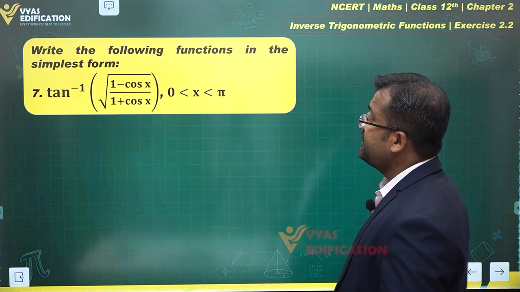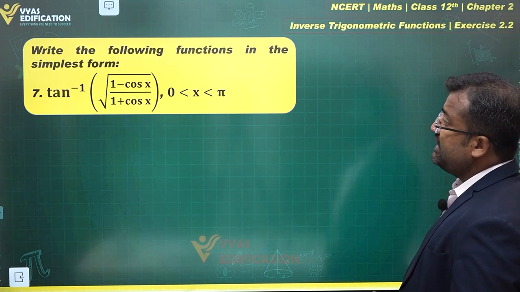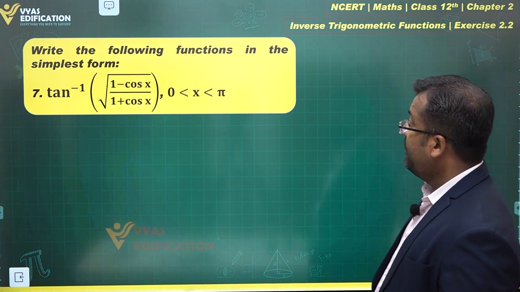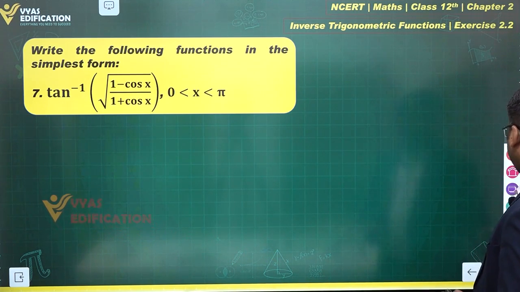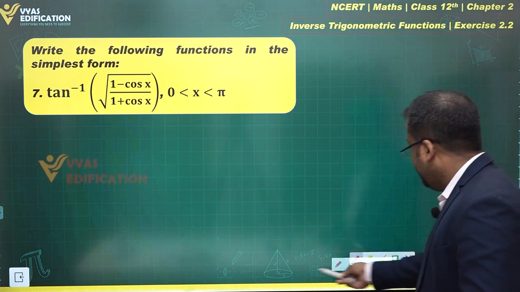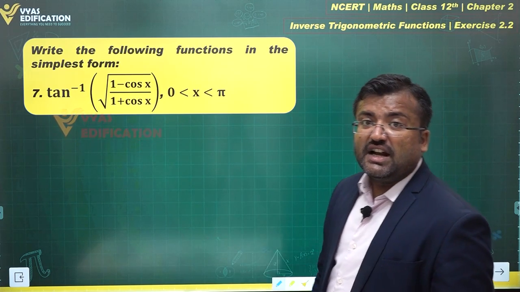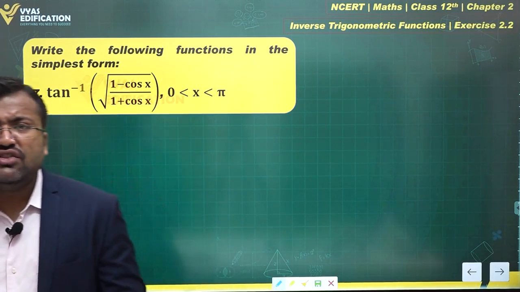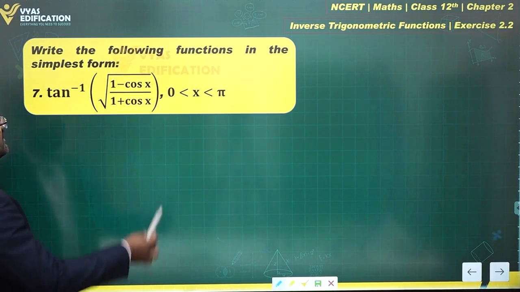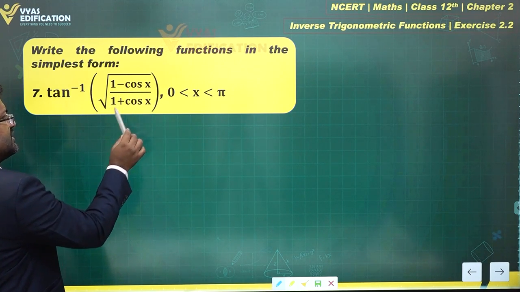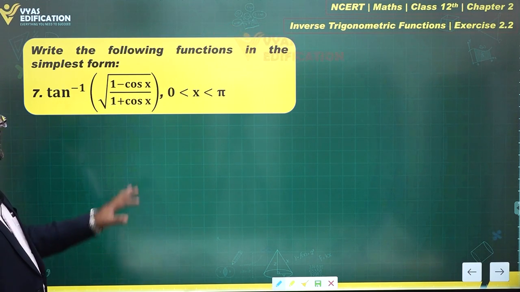Let's discuss this question next. Tan inverse of under root 1 minus cos x over 1 plus cos x, where x lies in the interval 0 comma pi. Let's see, how do we approach this one? The expression that I am given, how can you simplify it? Please observe, 1 minus cos x is pretty simple, and 1 plus cos x is again very simple.